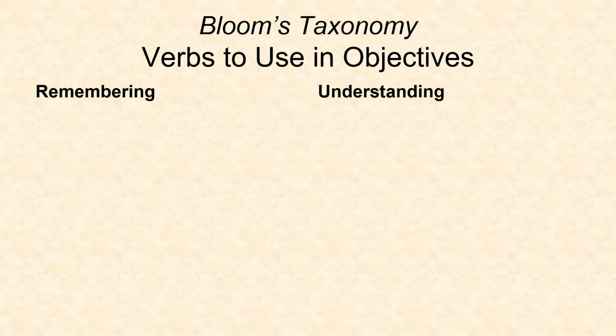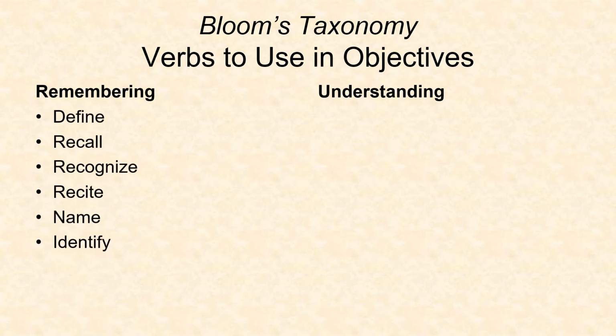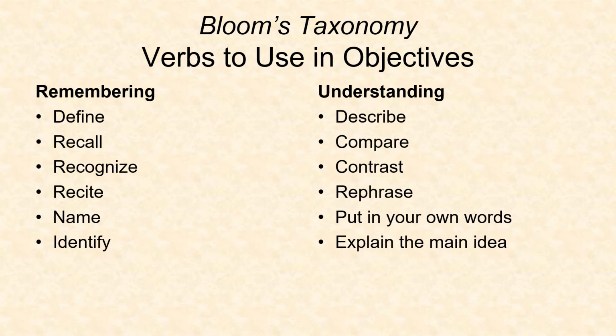So we'd start off at the remembering level. So our first objective could be something like define something or recall it or recognize it or name it or identify it at the very basic level of understanding. And then we could ask a student to go further and demonstrate understanding of it, describe it, compare it, rephrase it, put it in your own words, explain the main idea here, and so on. That's at the second level.